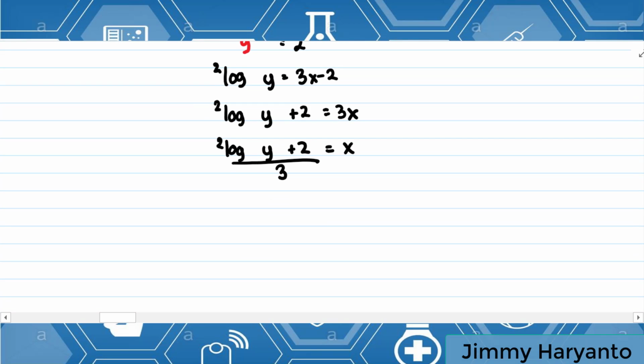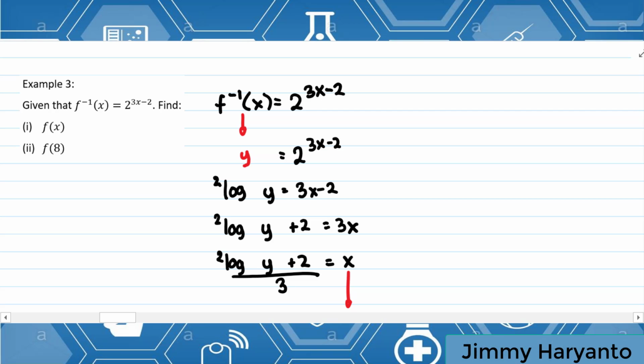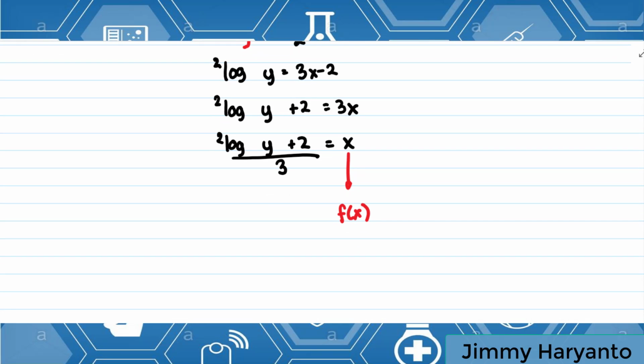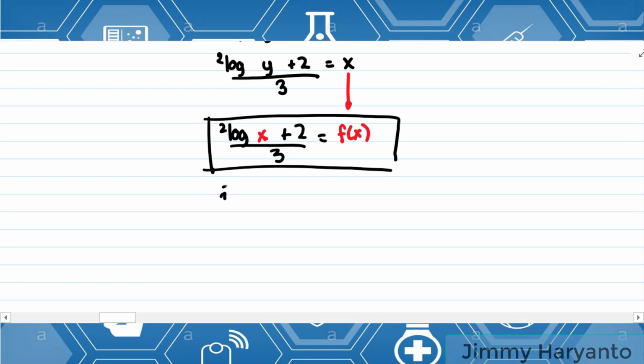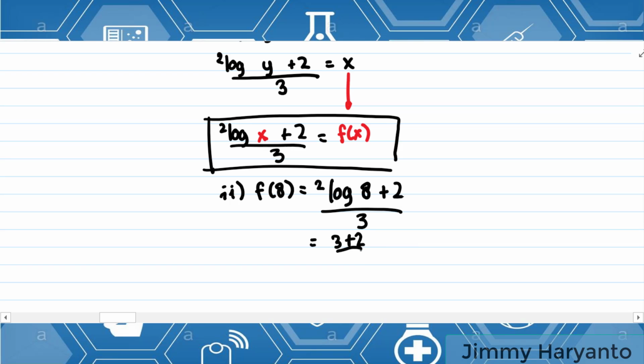Okay, so now we have x, we can change this x into f(x). Yeah, now we cannot write the f inverse because the question is f inverse. We change it into f(x). Log base 2 of y, change the y into x, and then plus 2 over 3. There you go, we have f(x). And then the second one, the question wants us to find f(8). f(8) means log base 2 of x, change the x into 8, so 3 plus 2 over 3, 5 over 3. That is the answer.